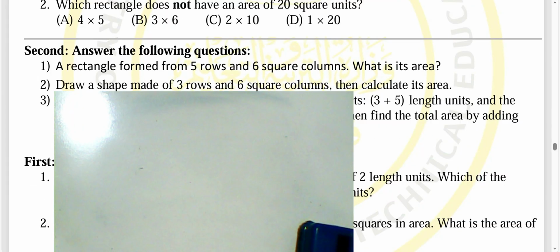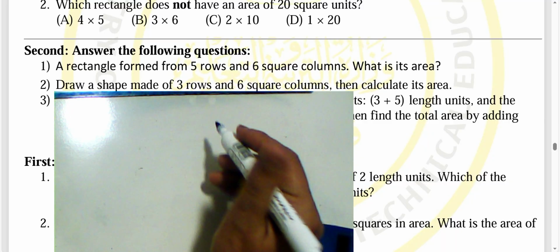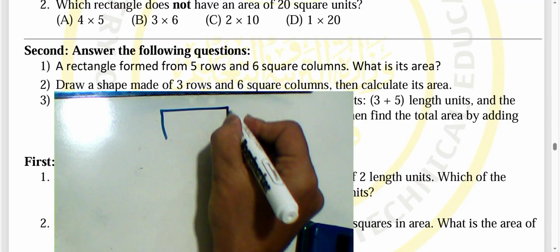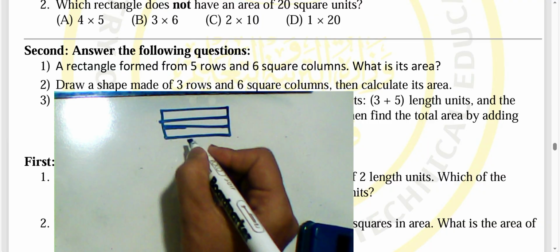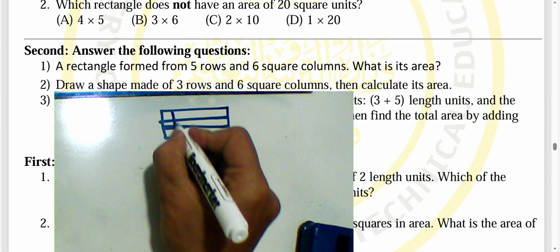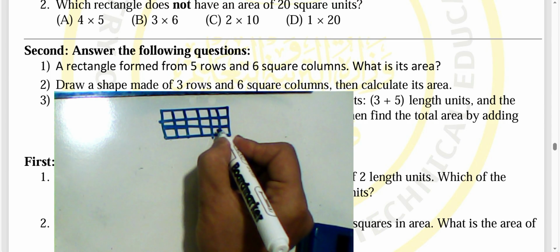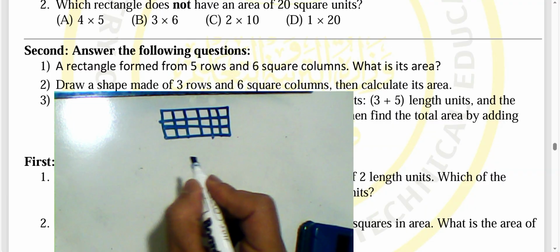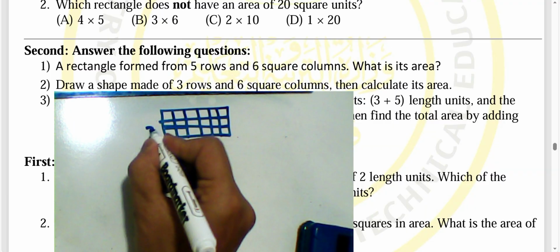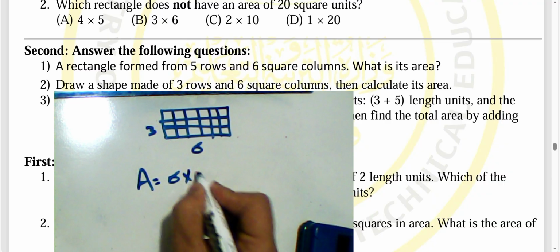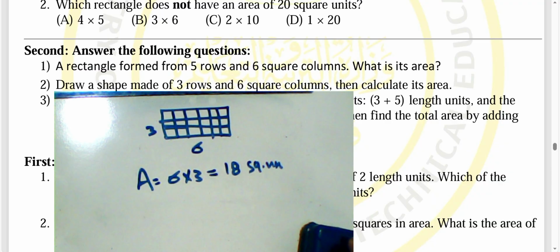Number 2. Draw a shape of 3 rows and 6 square columns. We can draw it like this. 1, 2, 3. Okay, and divide vertically into 6 square units, like this: 1, 2, 3, 4, 5, 6. Then we can calculate the area: write 6 times 3. Then the total area is 6 times 3, which equals 18 square units.